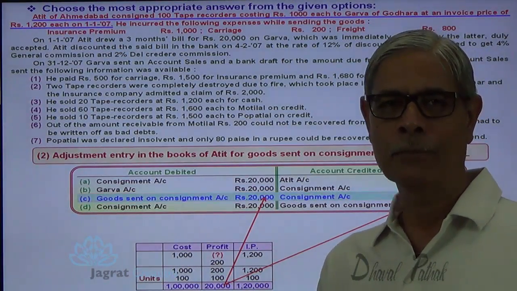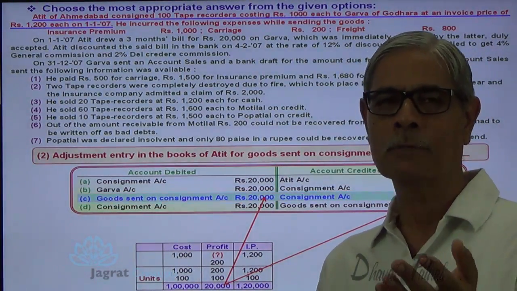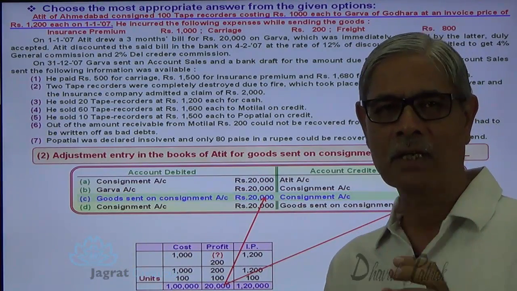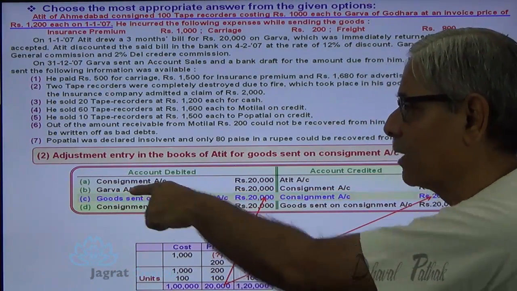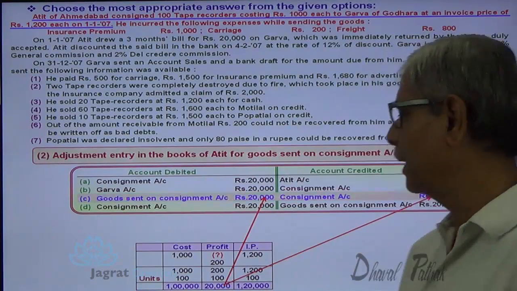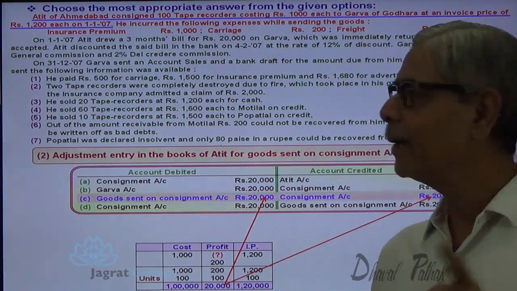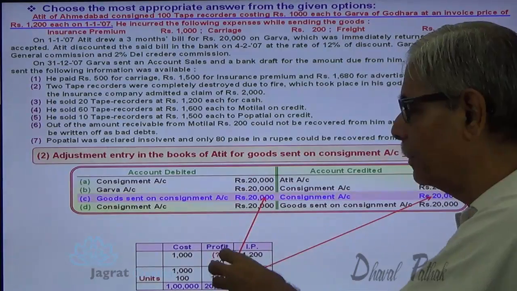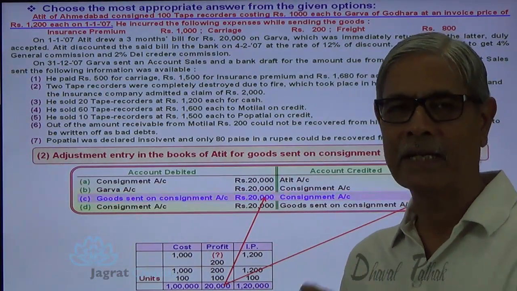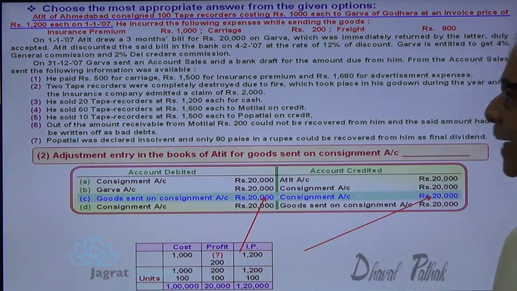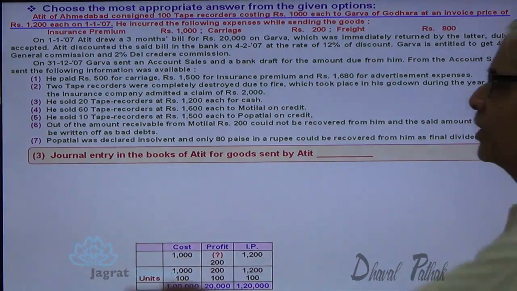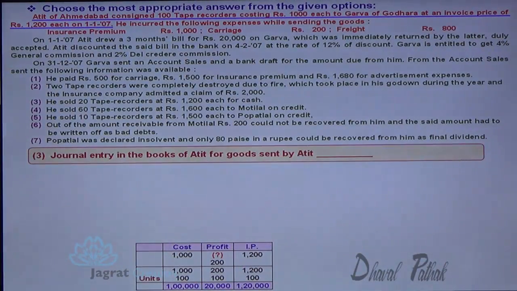So 20,000 is the profit element added to cost. If you want to write the adjustment entry for this 20,000, goods sent on consignment account debit to consignment account credit. I have deliberately taken this adjustment entry first. Now I will take the journal entry in the books of Atit for goods sent.